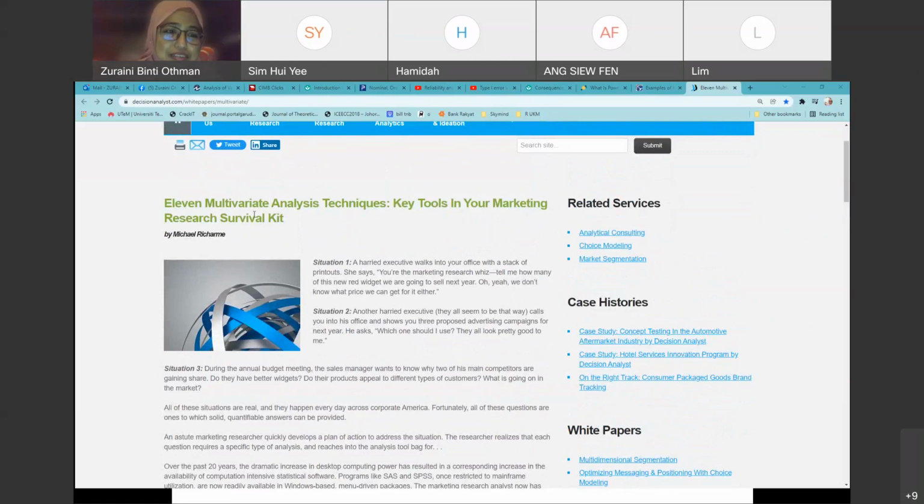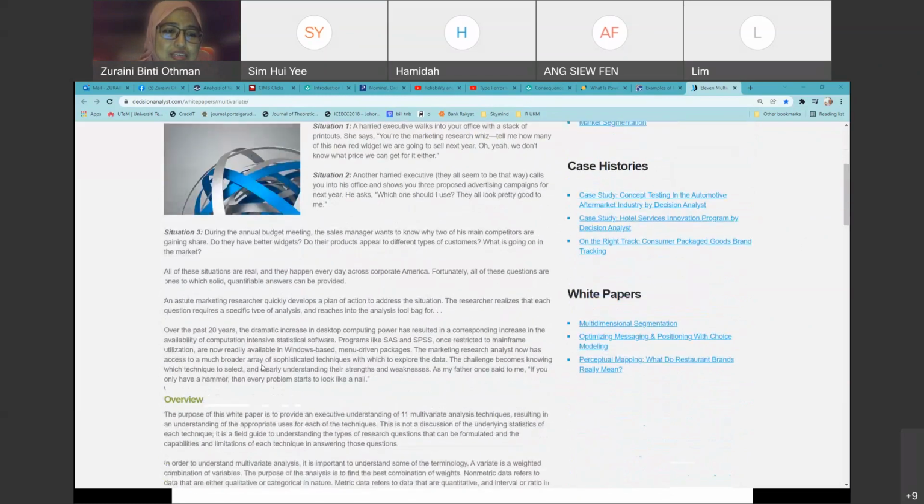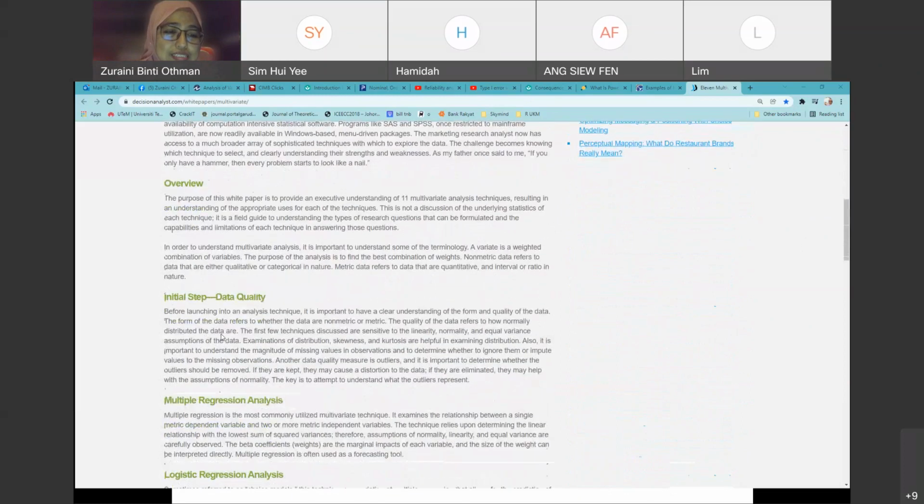This is 11 multivariate analysis techniques, a key tool in your marketing research survival kit. This is an overview and this is the initial step, which is data quality. We have to know our data first. We have to examine our data. After this, it is 9:23, so we will finish at 11 o'clock. For the lab session, we will study how to know our data, how to explore it, how to clean it, and how to tidy our data.